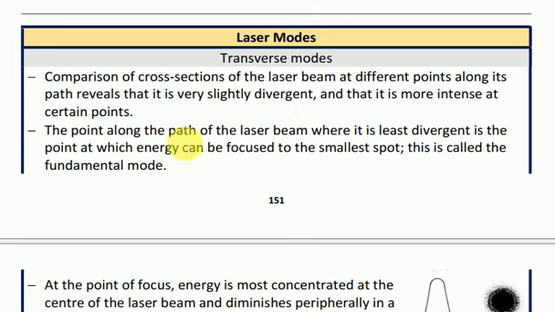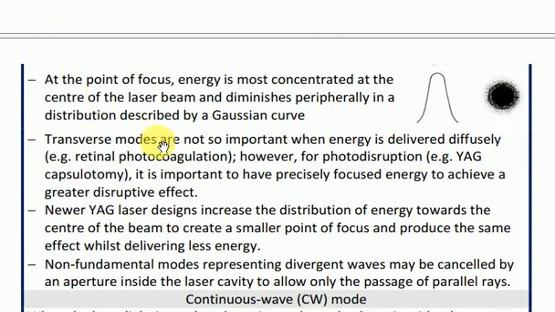The point along the path of the laser beam where it is least divergent is the point at which energy can be focused to the smallest spot. This is called the fundamental mode. At the point of focus, energy is most concentrated at the center of the laser beam and diminishes peripherally in a distribution described by a Gaussian curve.